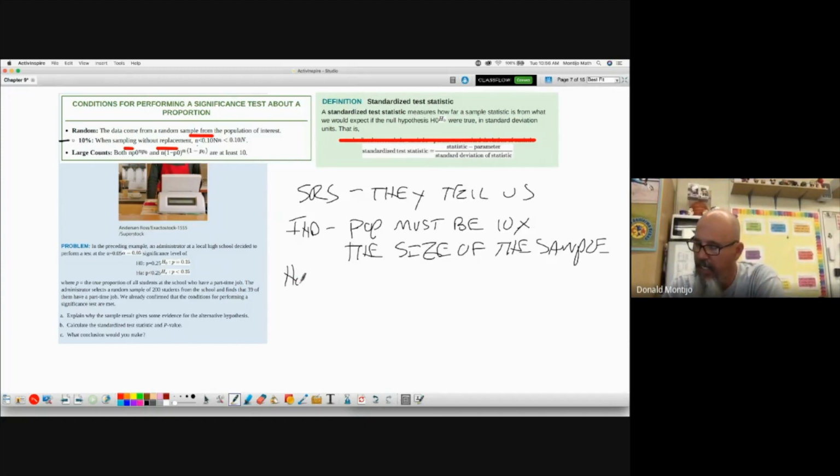And then it has to be normal. How do we check for normality for a proportion? Well, same as before, n times p naught. Why are they putting p naught? They're saying that n times the null proportion and n times 1 minus the null proportion both must be greater than or equal to 10 for normality. So to check the conditions, we have to make sure that it's random, independent, and normal. So, and this is the process for doing this: SRS, independence, and normality. Okay.